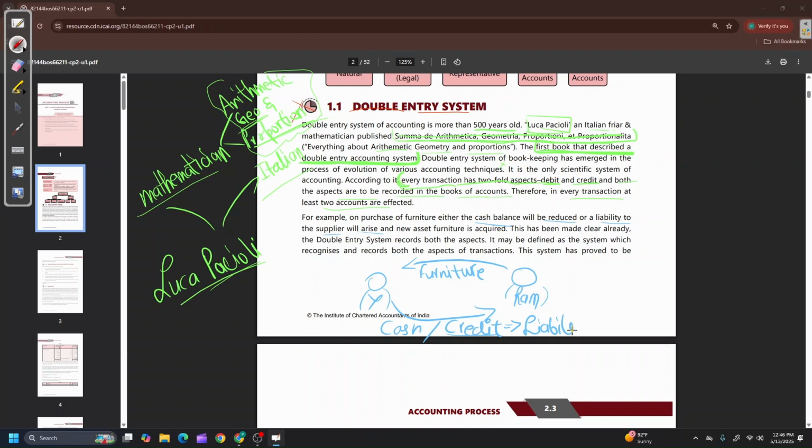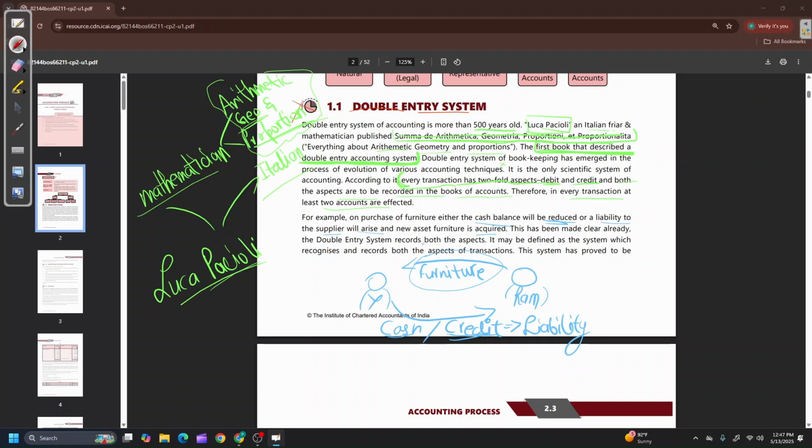लाइबिलिटी इज व्हाट? समथिंग यू ओव टू अदर, कुछ आपको देना है अभी फ्यूचर में किसी को. सो आइदर आप उसको पैसे दे के फर्नीचर ले आओगे या फर्नीचर लोगे एंड यू विल से कि आई विल पे यू द सम आफ्टर फ्यू टाइम. ठीक है, तो या तो कैश आपका कम होगा, ऑब्वियसली आपने कैश अपना दे दिया तो कम ही होगा ना, या लाइबिलिटी बढ़ेगी. कैसे? क्रेडिट. Now, new asset furniture is acquired. You got your furniture. This has been made clear already.